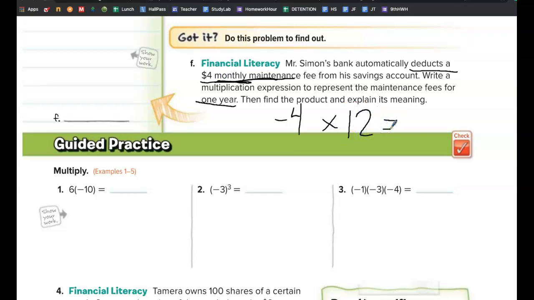Is my answer positive or negative, Callie? It's going to be negative, and it's going to be negative 48. Questions, comments, concerns? No concerns. Okay, the rest is on page 236. Check to get your assignment.